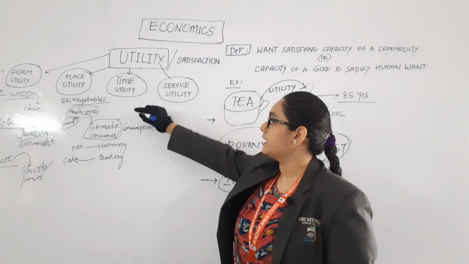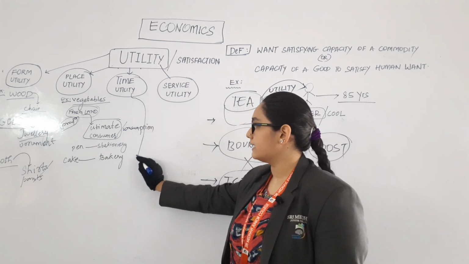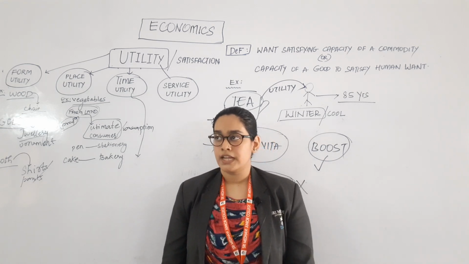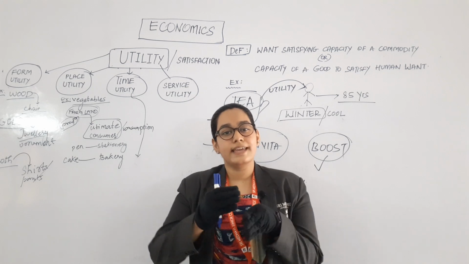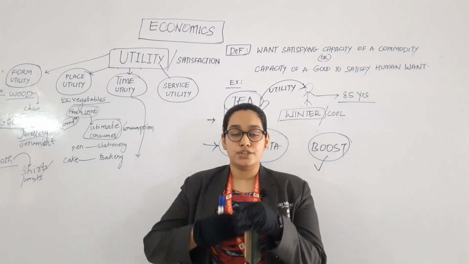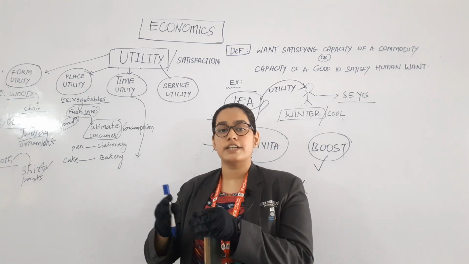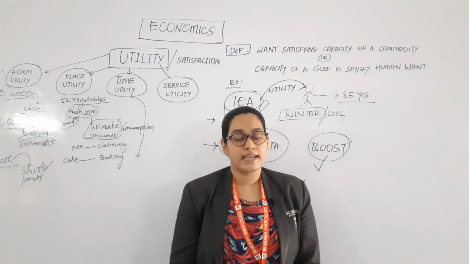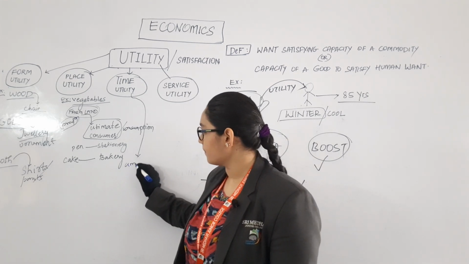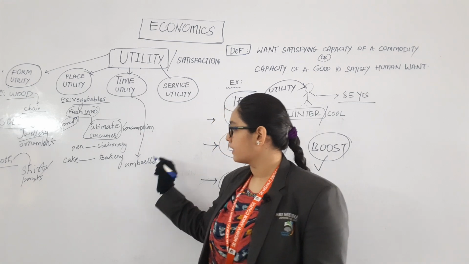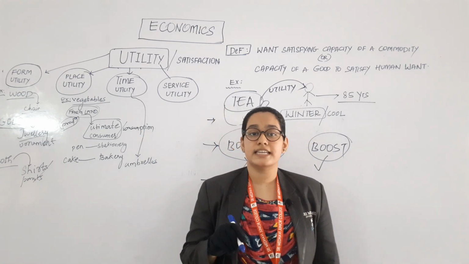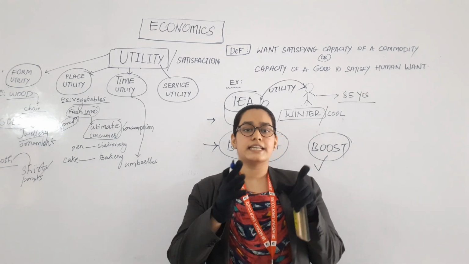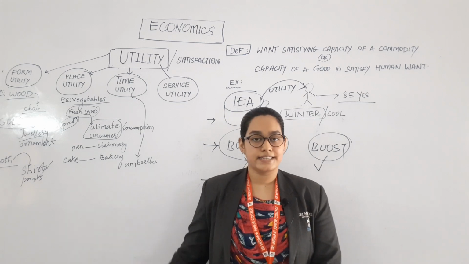Now, let us come to the third type of utility, that is time utility. The commodities will get their utility by the changing of time. When the time is passing, they are going to get the utility. For example, umbrellas. Umbrellas gain utility in rainy season. Am I right? Umbrellas gain more utility in rainy season.